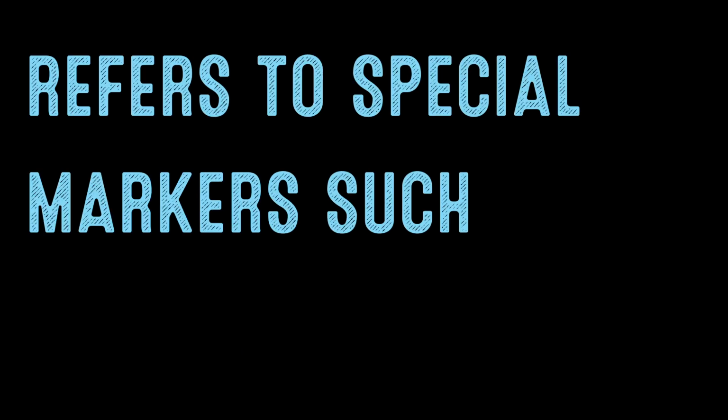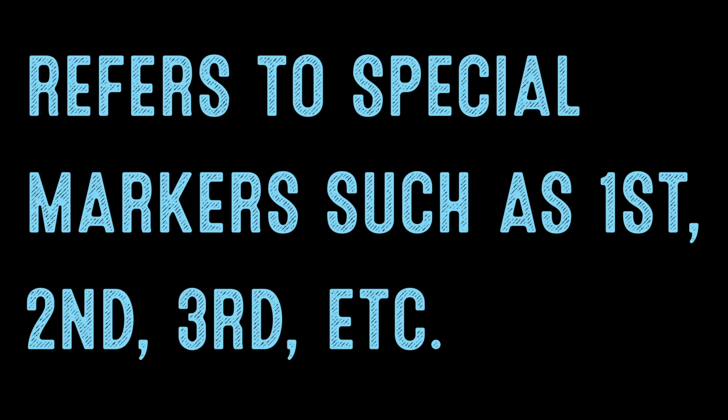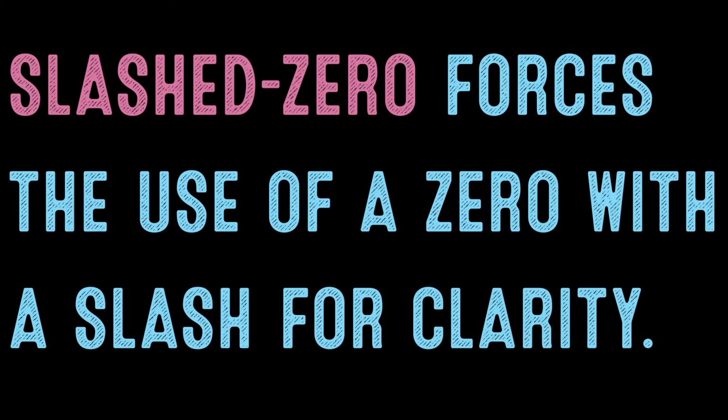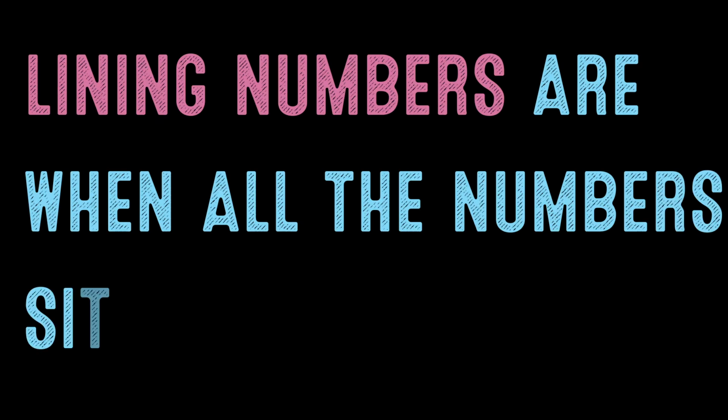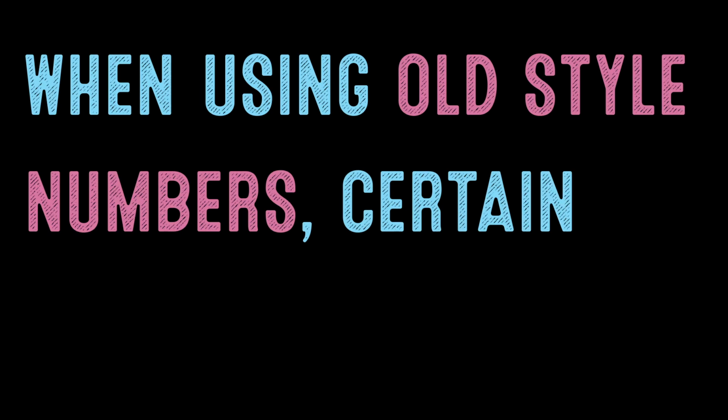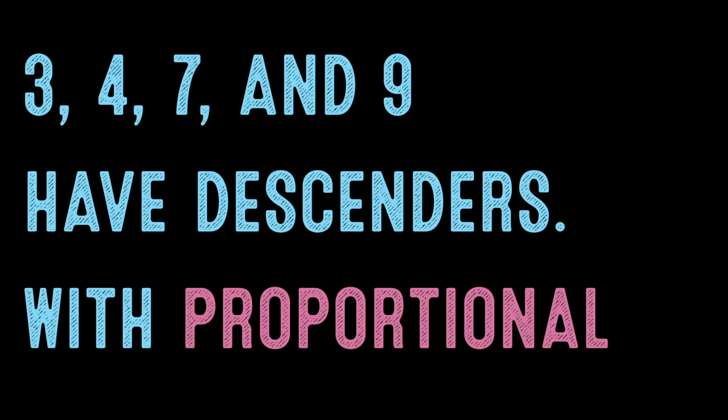Ordinal refers to special markers such as first, second, third, etc. Slashed-zero forces the use of a zero with a slash for clarity. Lining numbers are when all of the numbers sit on the baseline. When using old-style numbers, certain numbers such as 3, 4, 7, and 9 have descenders.